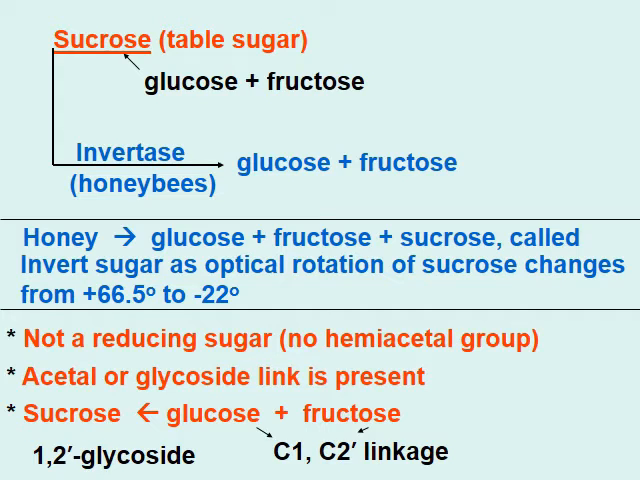Sucrose is made up of glucose and fructose units. They are bonded in such a way that the easily oxidizable CHO group is no longer available, so you cannot oxidize it by any oxidizing agent. In other words, the oxidizing agent doesn't get reduced, and that's why we call it a non-reducing sugar.